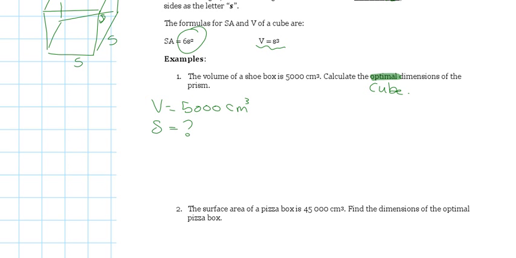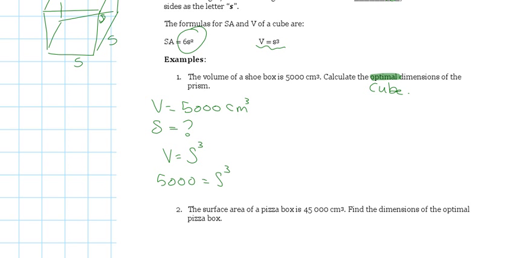I know my formula though. I know that the volume is S cubed. So can I use that formula to solve for S? All I have to do here is take the volume of a cube, which is V equals S cubed. I know the volume is 5,000. I need to solve for S. What do I do to solve for S? Cube root.